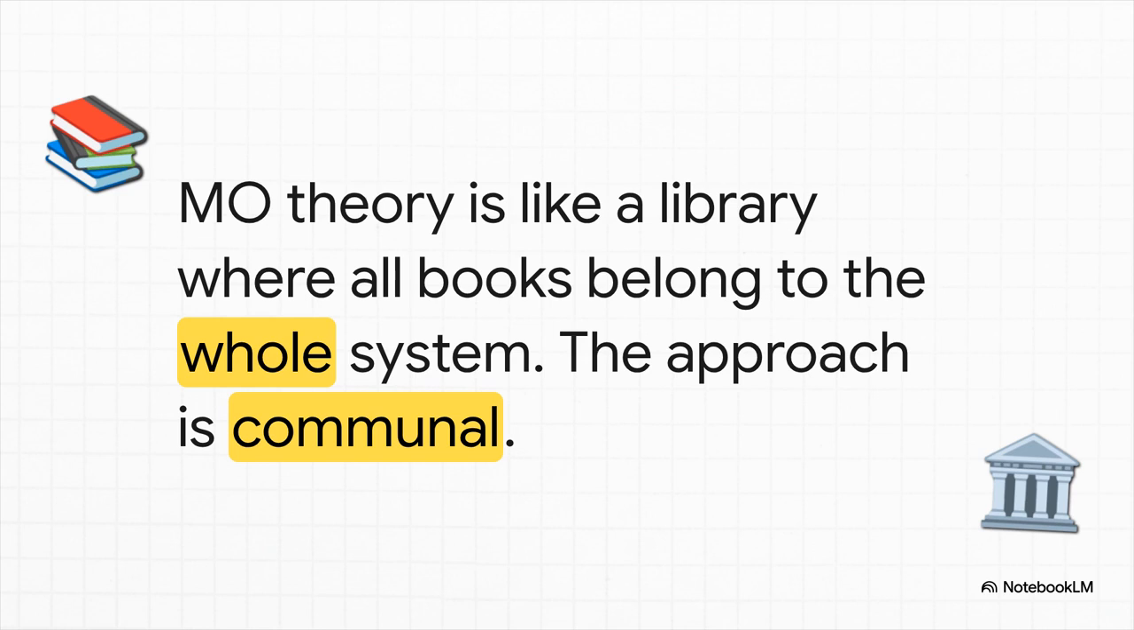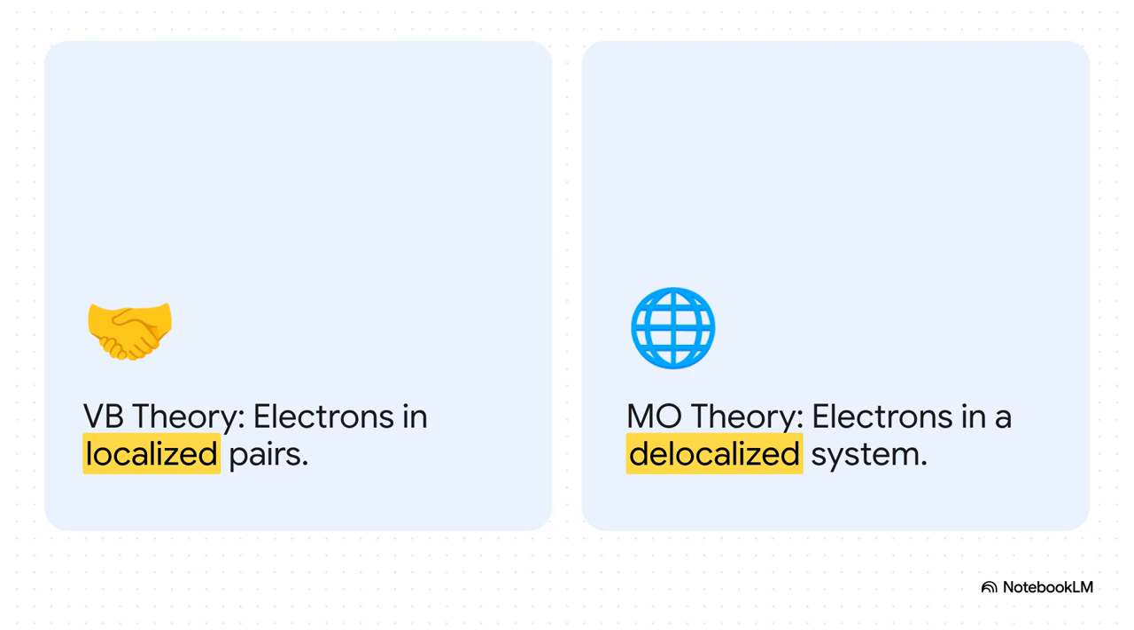So if VB theory was our two friends sharing one private book, MO theory is like a huge public library. The books are electrons. They don't belong to any one person. Nope, they're part of the entire library system, and all the atoms can access them from anywhere in the building. It's a completely communal, system-wide approach. See the difference?